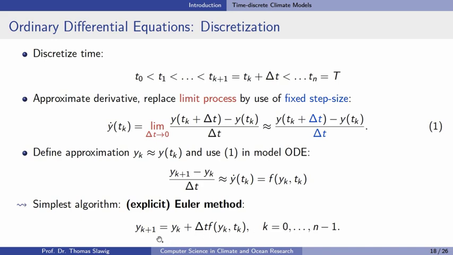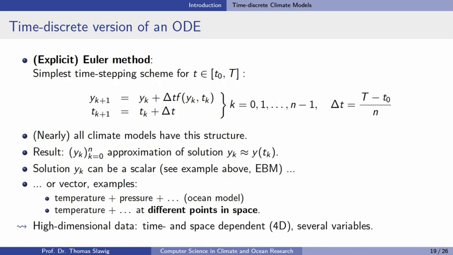We start at t0, where we have an initial value y0, and then we compute, proceeding in time step by step with the step size delta t. This is the explicit Euler method, which is the simplest time stepping for t in this interval. We can write it like this: we have the increment in the approximate solution, and we can also write it so that we include the increment in the time step. But of course, since we have the same time steps, we can compute them beforehand.